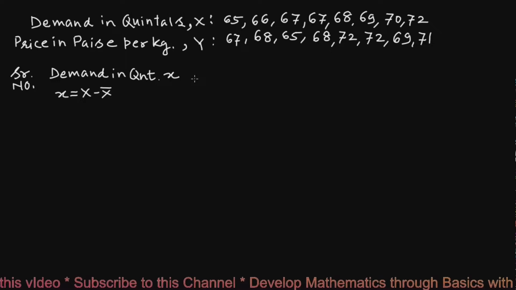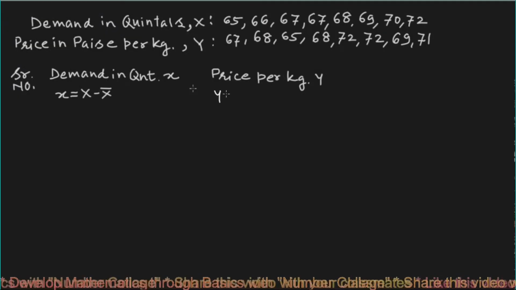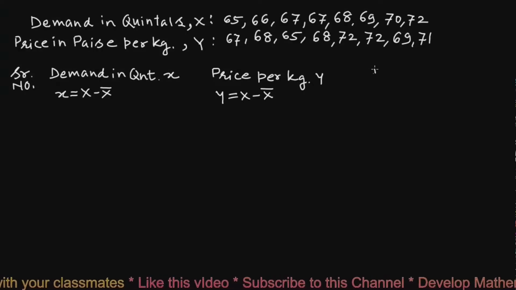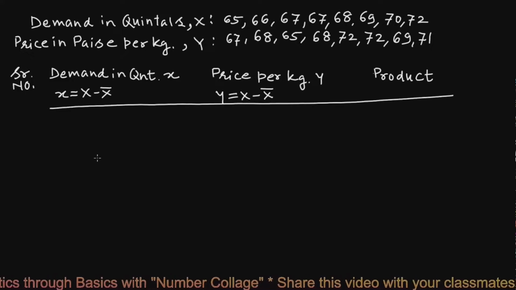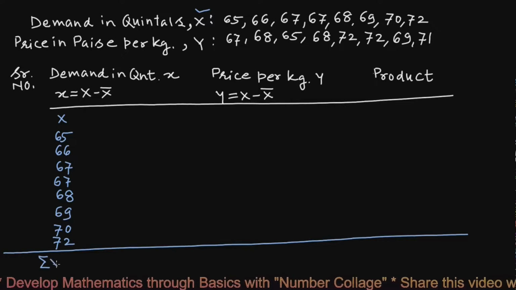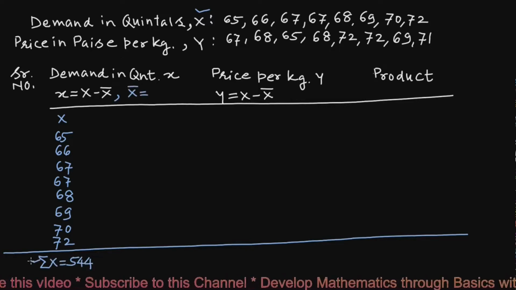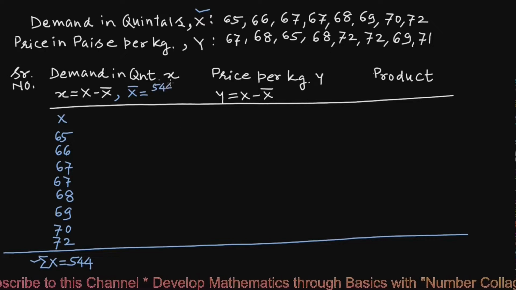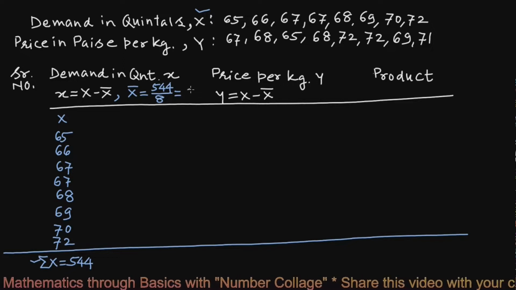Then in the third column, price per kg y, which is y minus y bar, and the fourth column is product of quantities. So first we will write values of x. From here we get summation of these values of x, 544. X bar will be summation x 544 upon number of values 8, that will be 68.